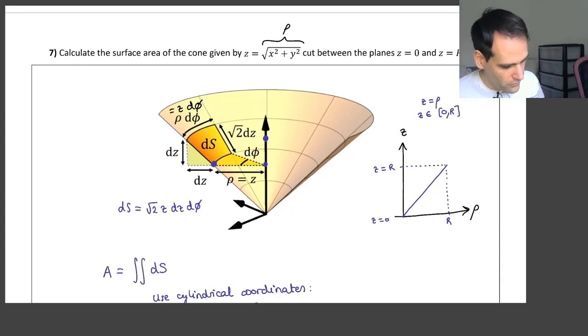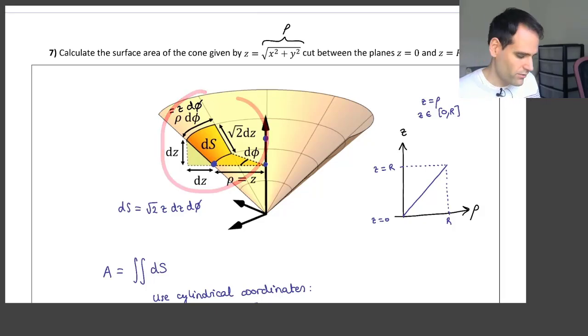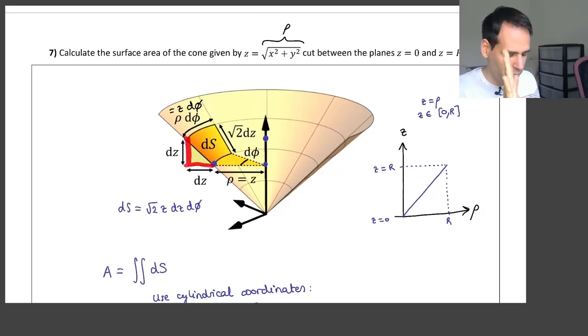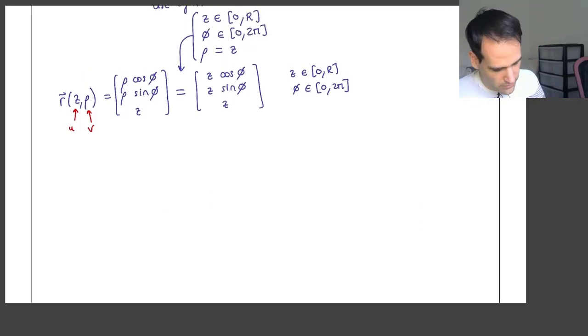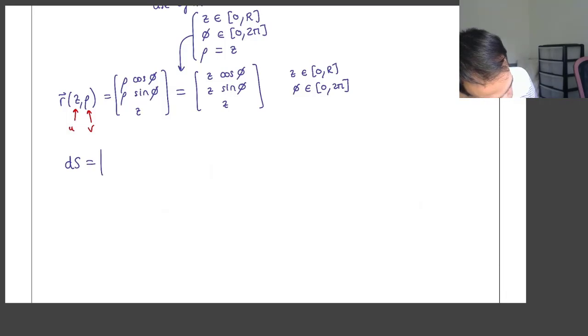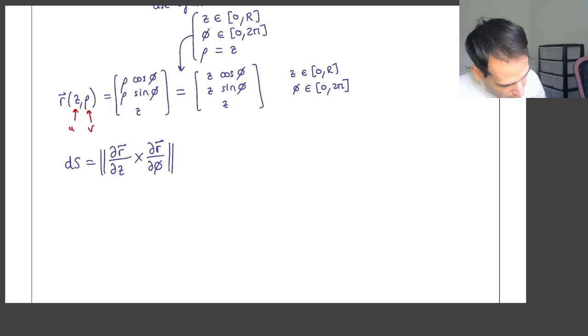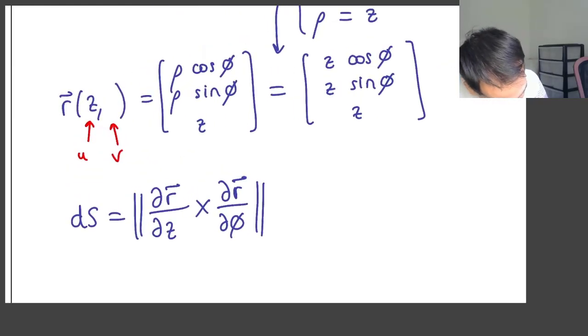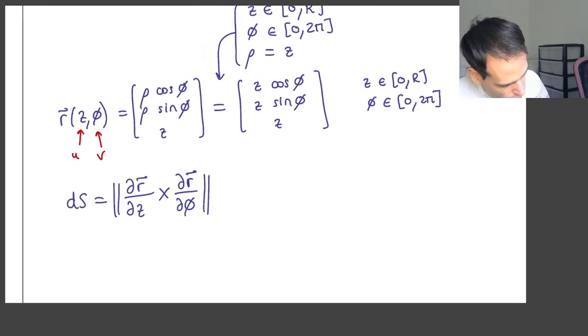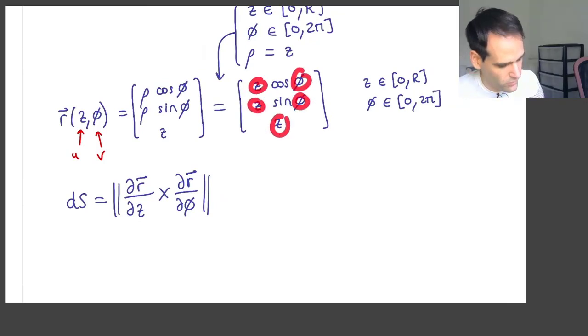If you didn't like this method of doing it, you thought it was a bit tricky realizing that moving dz moved you not only up but also outside because rho equals z, and you just want to apply the recipe. Okay, that's fine, let's do it. So ds is the norm of the partial of r with respect to one parameter cross the partial of r with respect to the other parameter. By the way, here I made a mistake. The two parameters are z and phi. They are the two parameters that we have. Sorry for that.